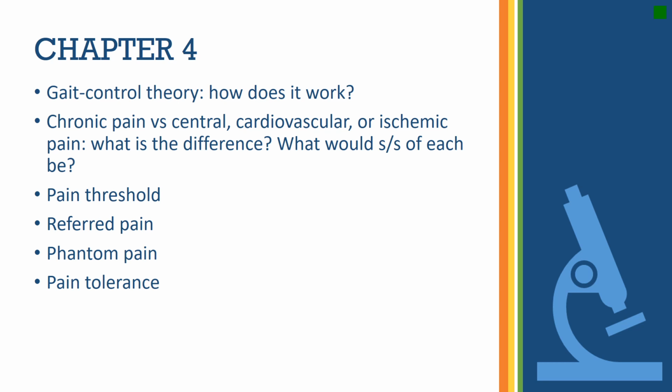You have chronic pain, someone that has an old back injury. You have central pain. You have cardiovascular pain, that would be someone that's having angina from exercising. They have cardiovascular disease. Ischemic pain is more like a heart attack. Know what the difference is. What would signs and symptoms of each be?